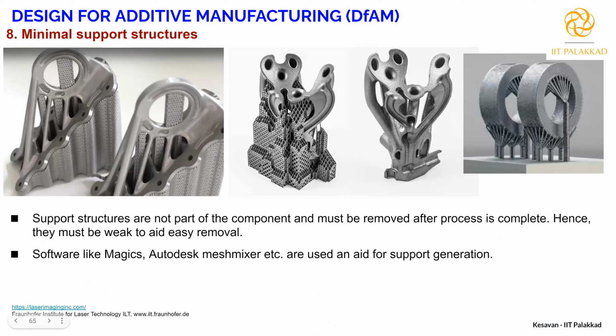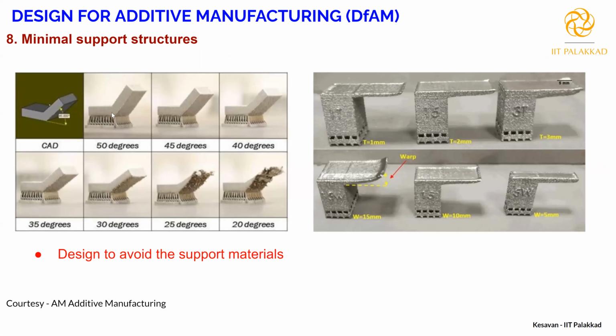You see here, if you don't design properly, you end up adding more support structure. This is the complete print. After removing the structure, this is your actual component. Okay. If you don't apply this design for additive manufacturing, you may lose a lot of material, number one, and number two, you will end up with a lot of heat input, so there is higher stress in the component. There are some examples available in the literature.